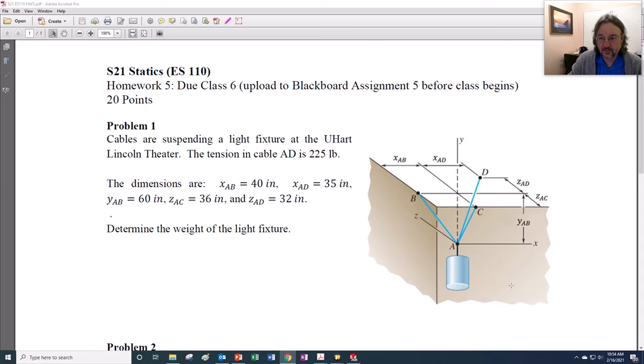Here is my solution for homework 5, which is due class 6.